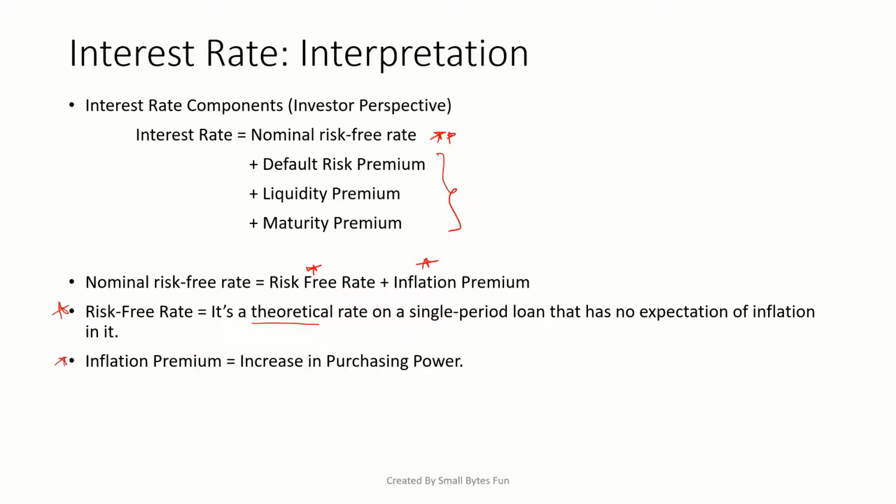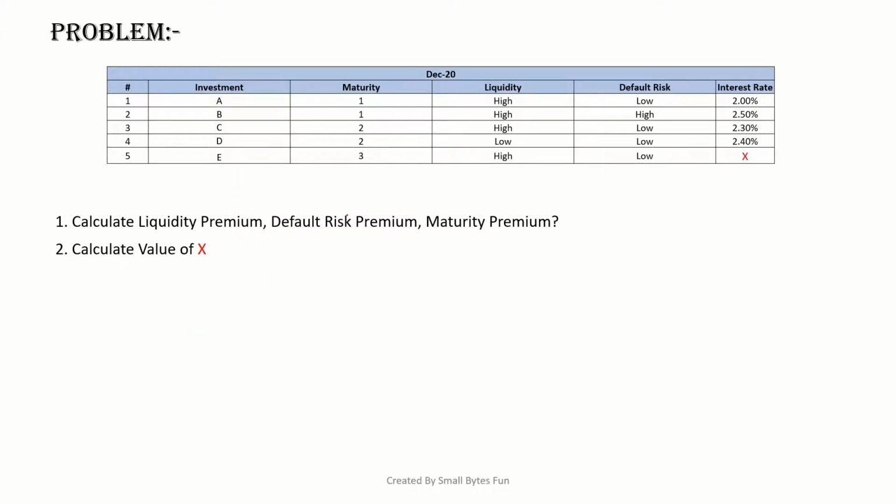Inflation premium is nothing but the increase in purchasing power, which will be taken into consideration for the interest rates. Okay, so interest rate is nothing but nominal risk-free rate plus the default risk premium, liquidity premium, and the maturity premium. Let's consider one problem. Here a bank or an investment firm wants to determine what is the interest rate that they can charge to their customers, or they can offer to their customers.